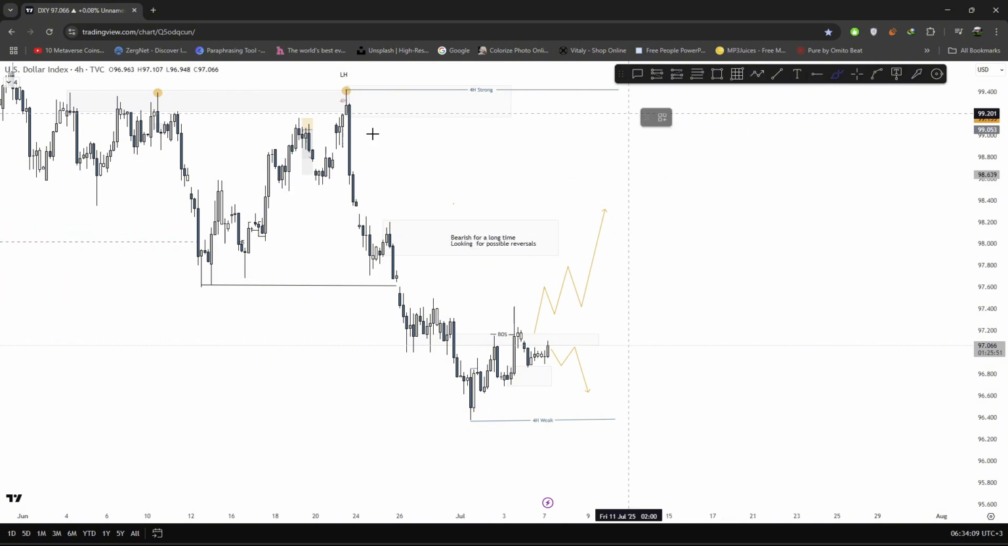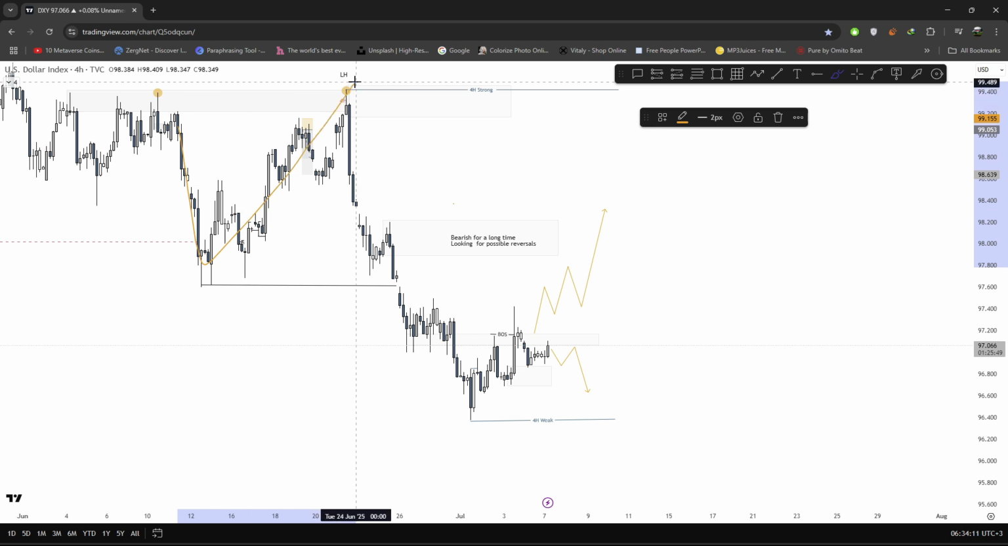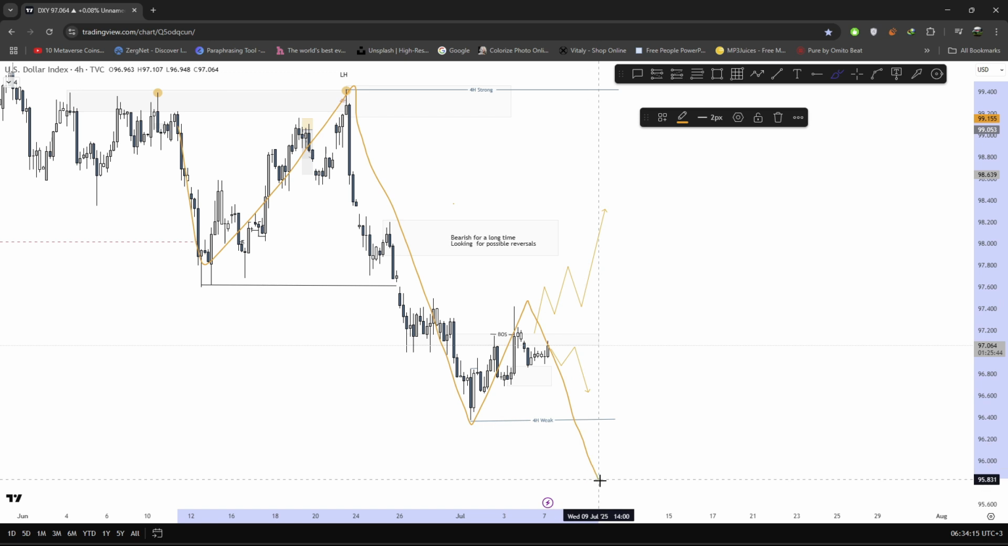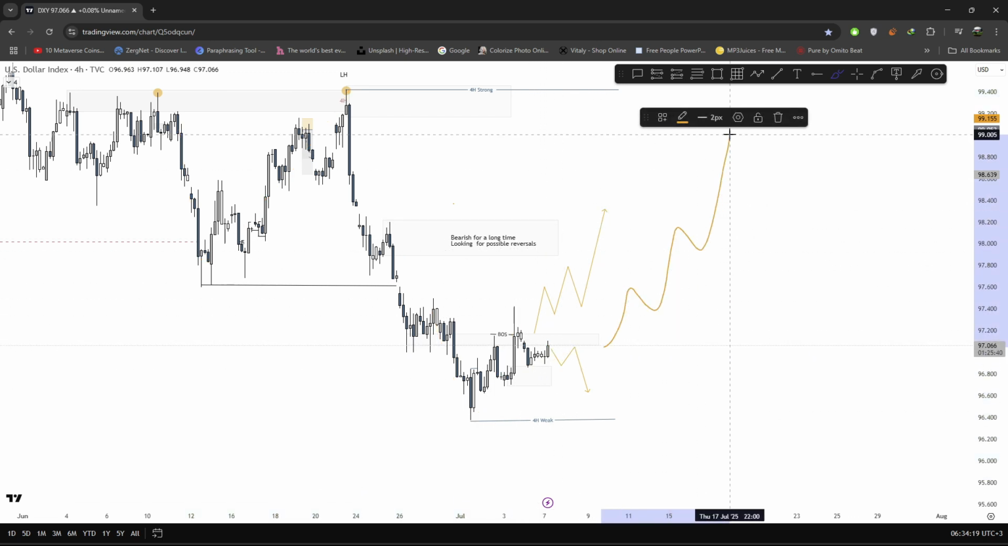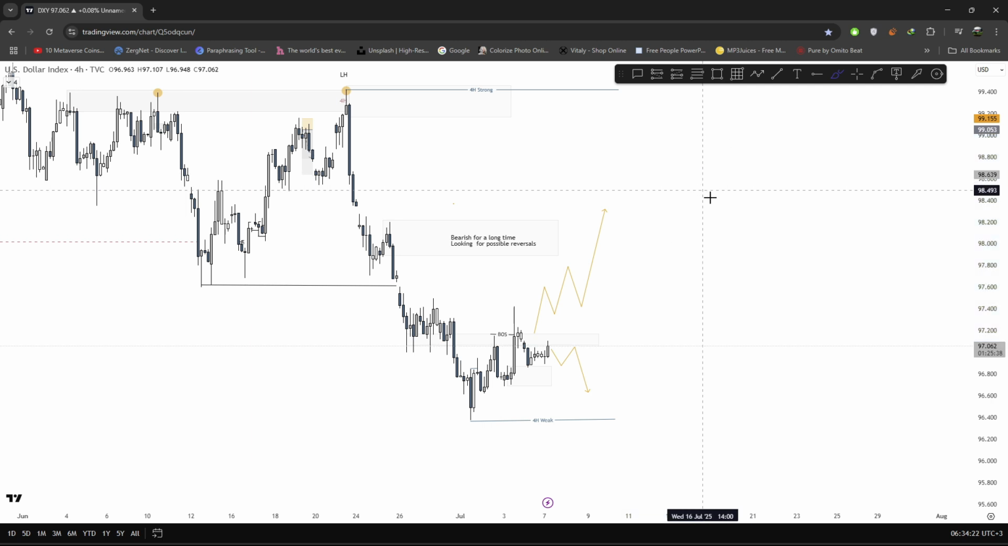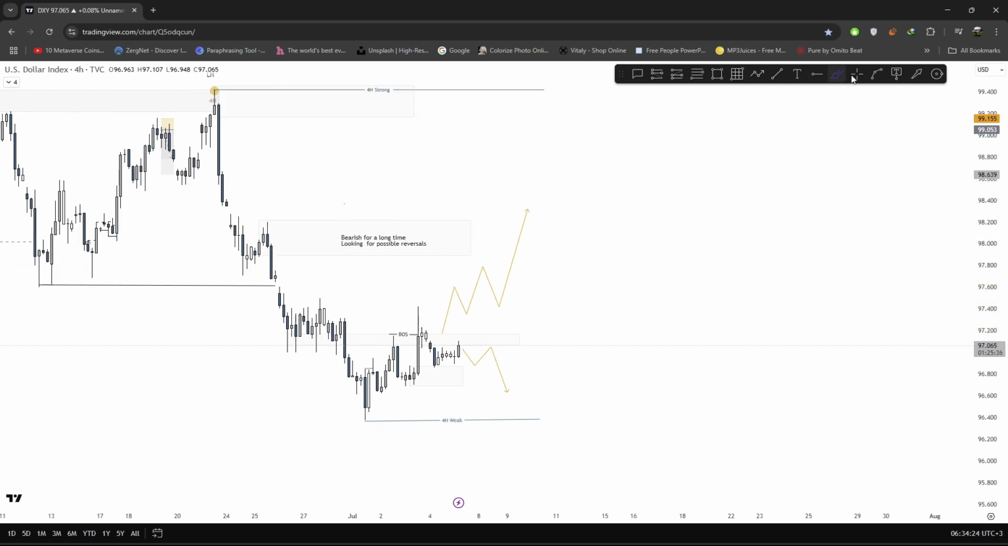As we can see, we have been bearish, forming lower highs and lower lows. So then what we might be looking for is some sort of reversal and correction to the upside is what the dollar index might be giving us.